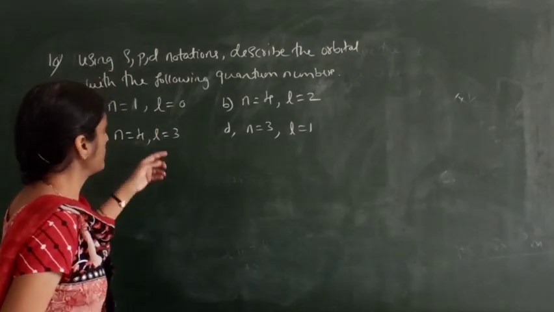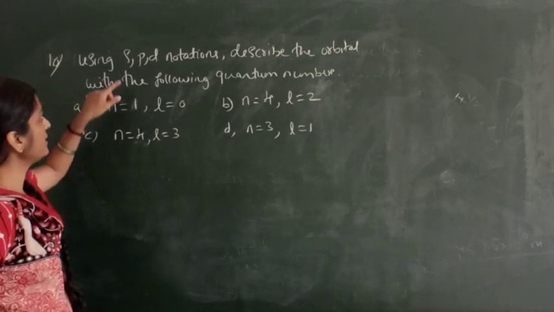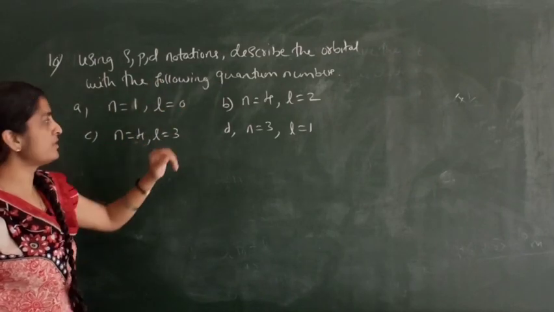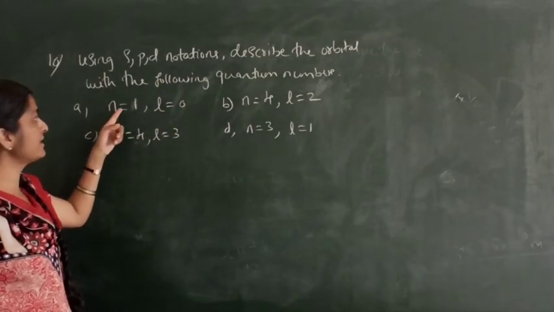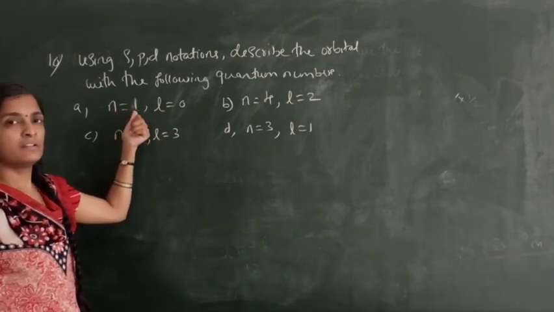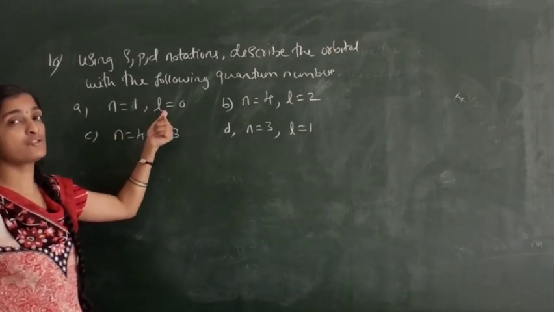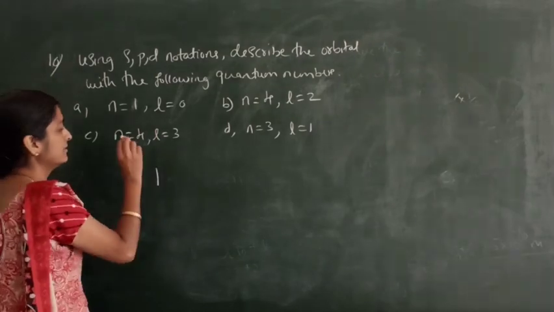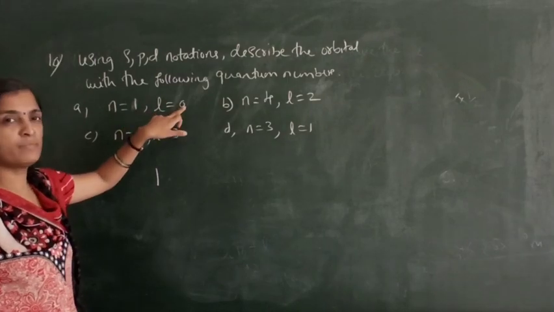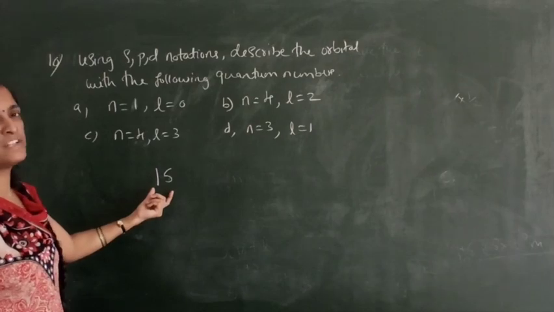Okay? Two of them I shall solve for you, the remaining two you will do as homework. So here we are using SPD notations, describing the orbital using the following quantum numbers. The first one given to you is n is equal to 1, L is equal to 0. Here n is equal to 1, which means the electron belongs to the first main shell. L represents the subshell in which the electron is present. So the principal quantum number you write as it is, that is 1. L is equal to 0 means S subshell. So it will be 1s. The electron is present in the 1s orbital.